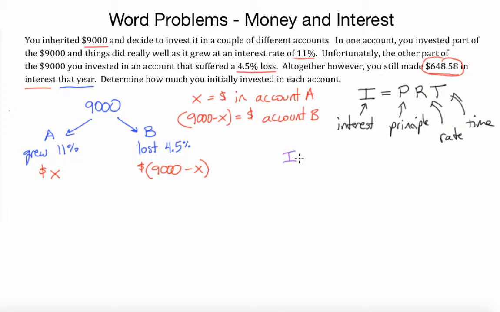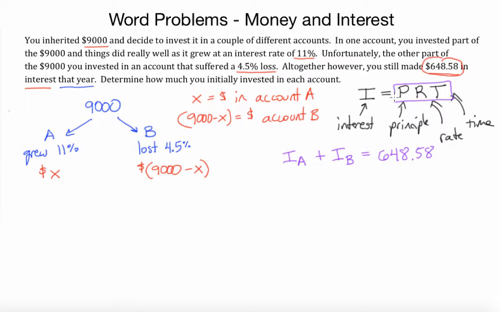So the interest in account A, I'm going to label it with a little a there, plus the interest from account B, even though it lost some money. However, if I add what happened in both accounts, if I take the net effect and combine them, I get $648.58.